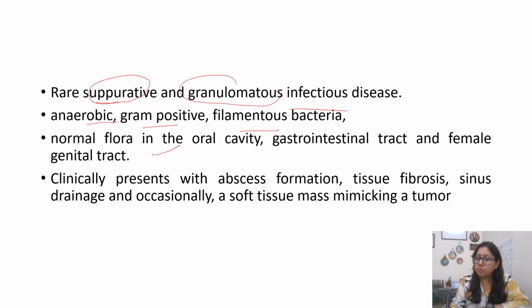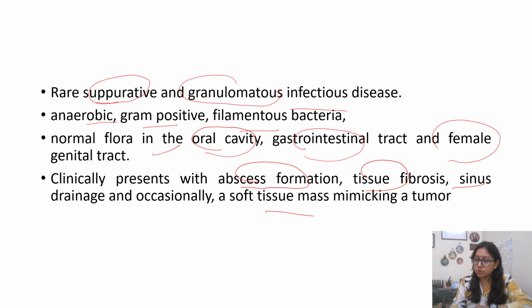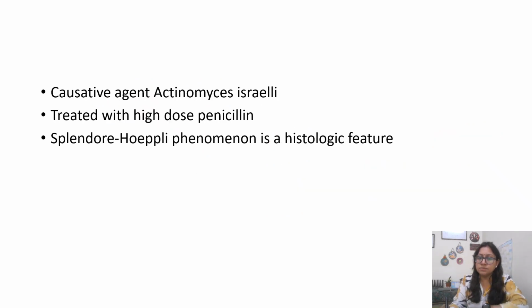This infection can normally be seen in your oral cavity, gastrointestinal tract and female genital tract, especially with a history of intrauterine contraceptive devices, that is IUCD. Clinically, the patient will come to you with abscess formation, tissue fibrosis, and sinus drainage if an abscess or tract is formed, and occasionally a soft tissue mass can also be formed, mimicking a tumor. The causative organism is Actinomyces israelii, a bacterium, and it is treated with high dose penicillin.